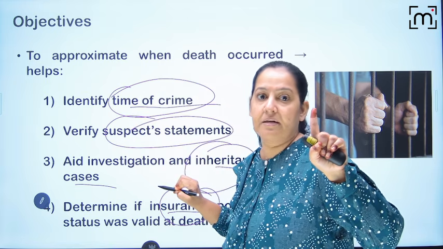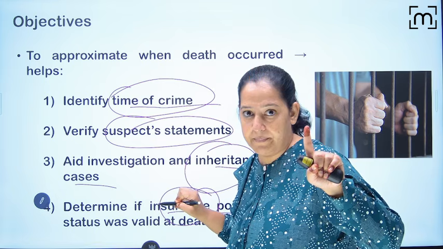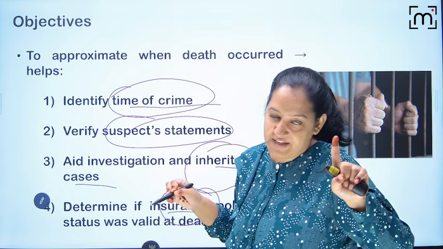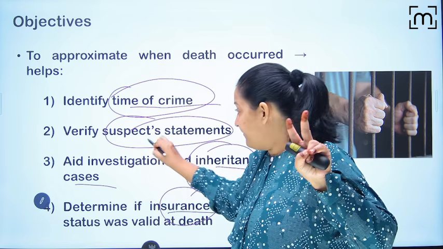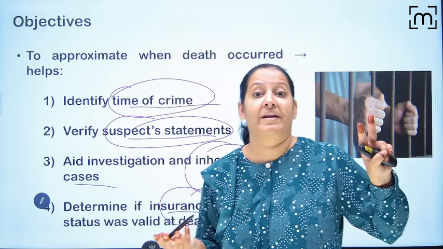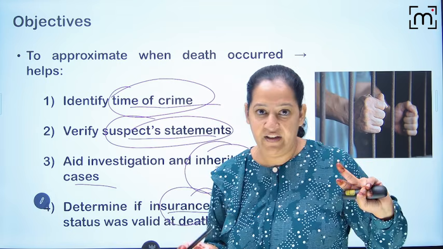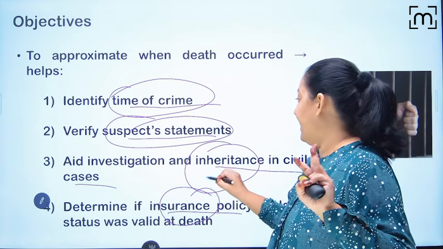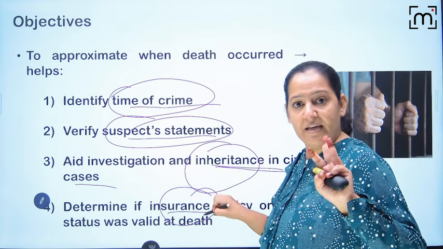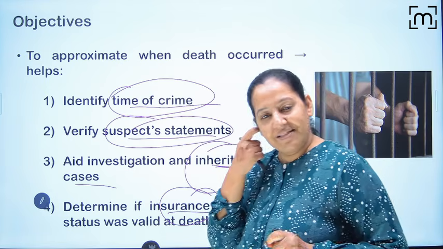In medical legal cases, time of death is equal to time of crime. If it is a murder, yes or no, time of death is equal to time of crime. It will verify the suspect statement. Where was the suspect at the time of the death? We can verify. It will add in the inheritance in civil cases and insurance policy validity. So these are the 4 objectives.